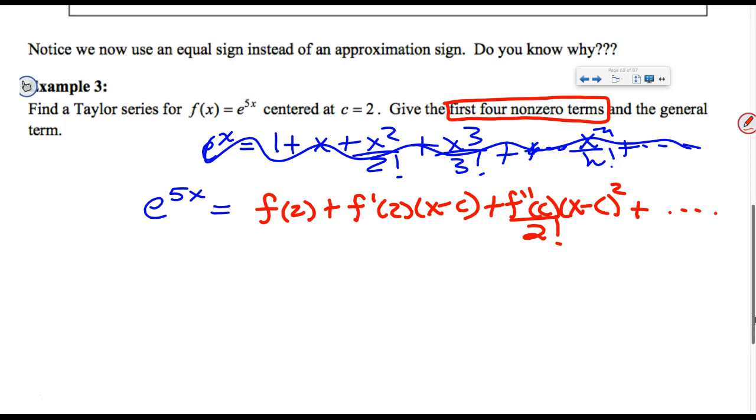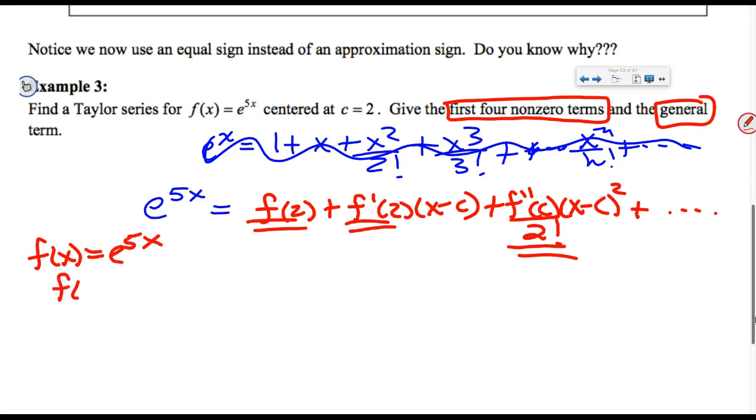And then it says and the general term. What's the general term again? What's the general term that has the n's in it? All right, so I need to go off to the side and create all these coefficients. They're called the a sub n's, right? I will go create those by going over here and saying my function is e to the 5x. My function evaluated at 2 is e to the 10th.